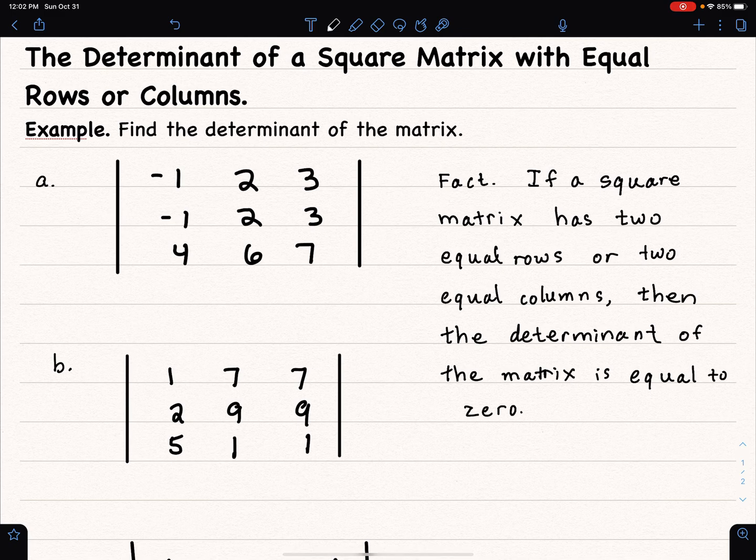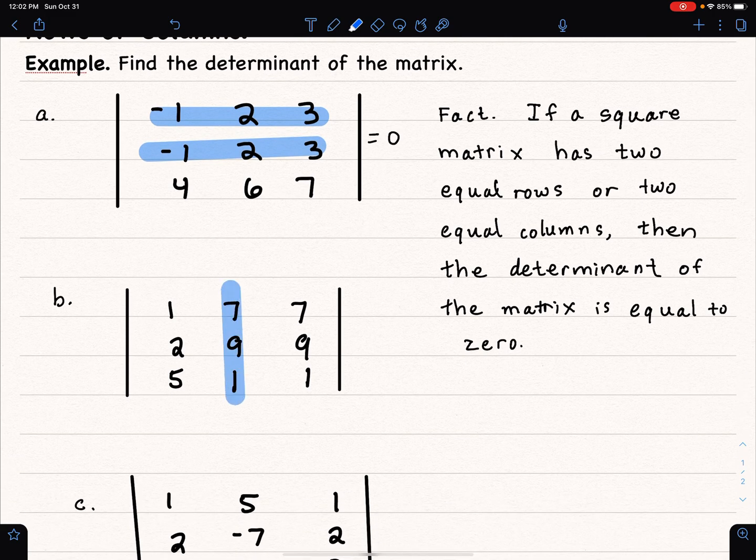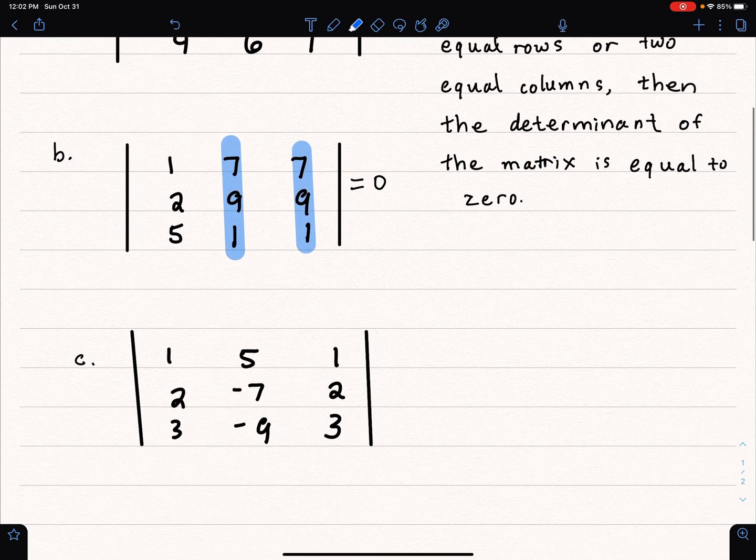So on part A, we have two rows equal to each other. So therefore, the determinant is equal to 0. The second, column 2 and column 3 are equal to each other. Therefore, the determinant is equal to 0. Or, the last one, column 1 and column 3 are equal to each other, and the determinant therefore is 0.